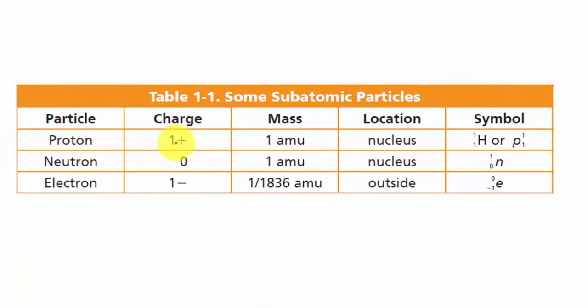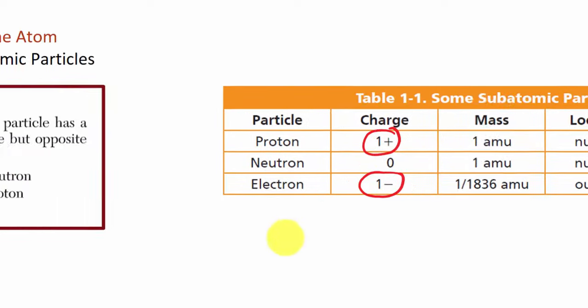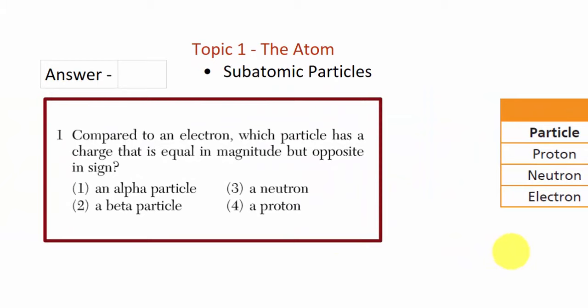So let's take a look at these different particles and see if we can surmise an answer. Protons, charge +1. Electrons, charge -1. They clearly have opposite charge but equal magnitude. They're both 1s, but one's positive, one's negative. So they're a perfect fit for this answer. Let's go back to the question. We're comparing to an electron. We know that the proton has exactly opposite and equal charge. So proton is going to be the correct answer.